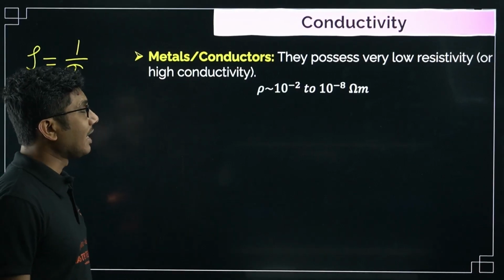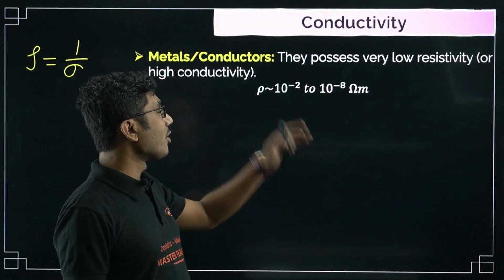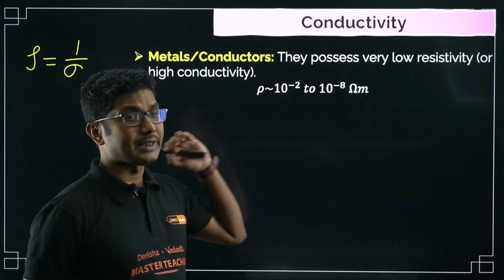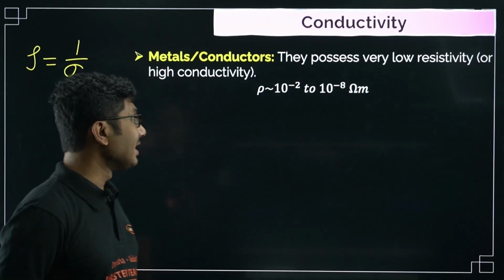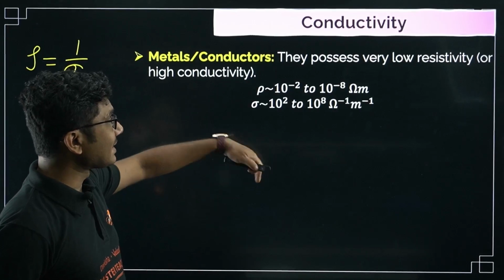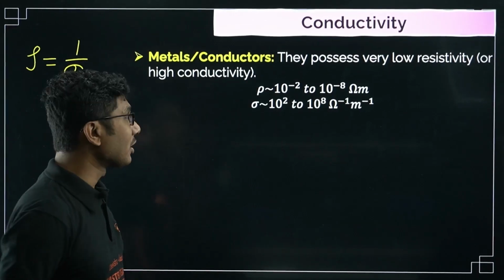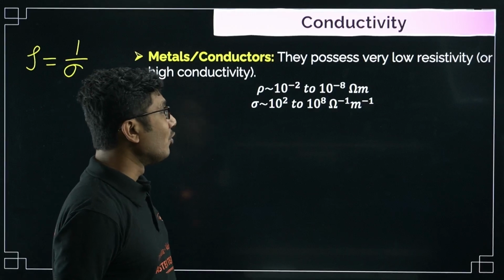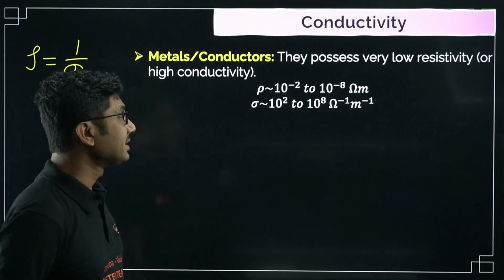The range is given here from 10 to the power of minus 2 to 10 to the power of minus 8 ohm meter. So this is the resistivity. And the conductivity, as I said, will be the reciprocal of that. So it will be 10 squared to 10 to the power of 8 ohm inverse meter inverse.